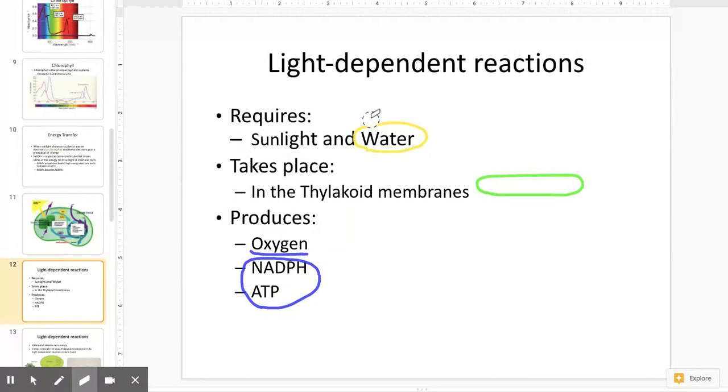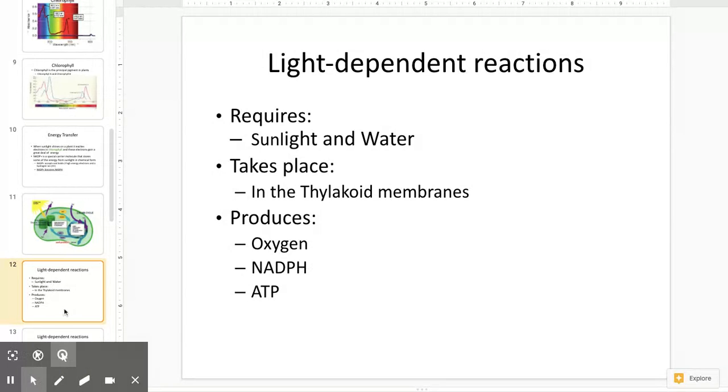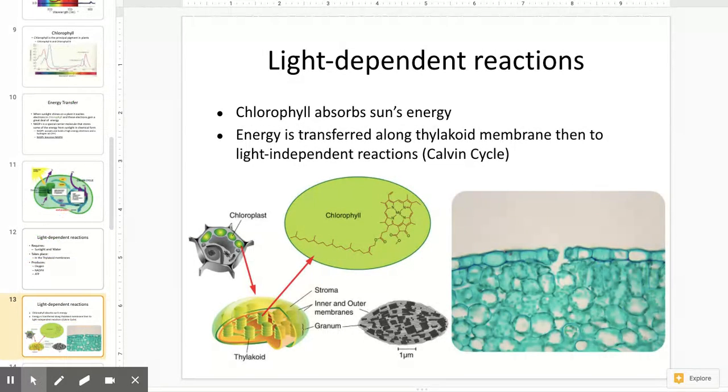The light-dependent reactions require sunlight and water, hence light-dependent. They happen in the thylakoid discs, and they produce oxygen, which, not for nothing, is really kind of a waste product, and NADPH, as well as ATP, which are energy storing molecules.